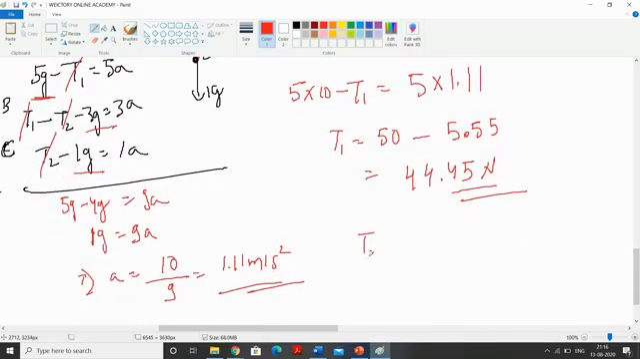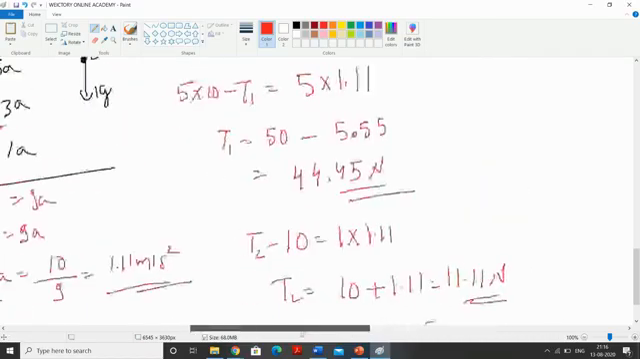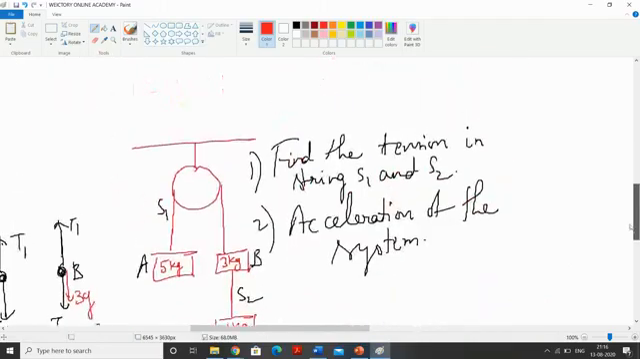And T2 minus 10 equals 1 into 1.11. So T2 is equal to 10 plus 1.11, which is 11.11 Newton. And in three significant figures, if you want to write, that will be 11.1 Newton. That's the answer. So that's how we solve pulley problems.